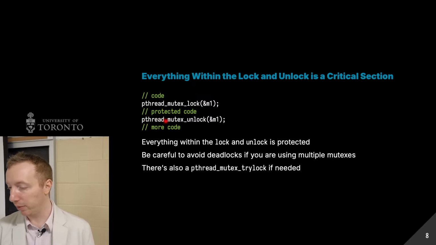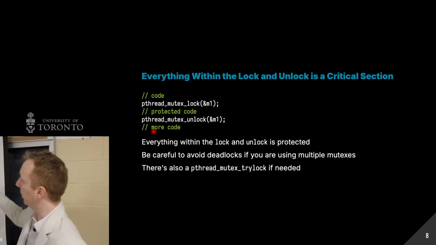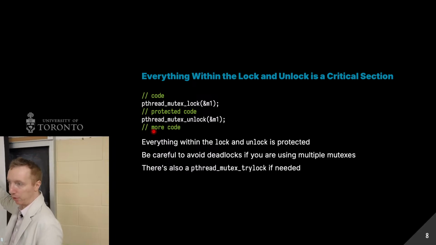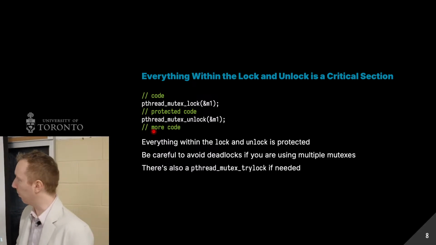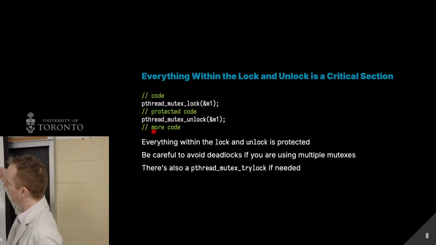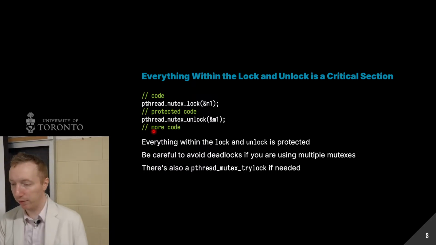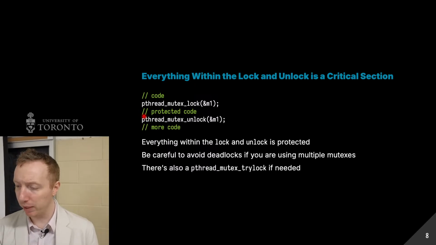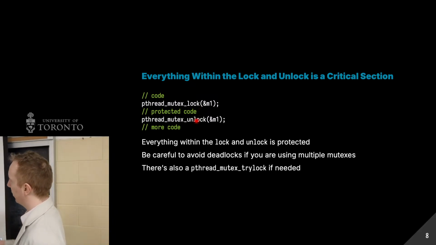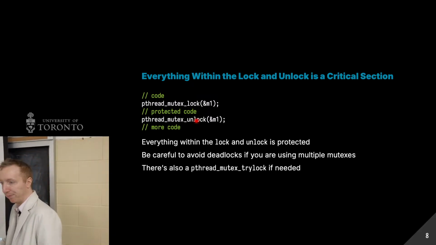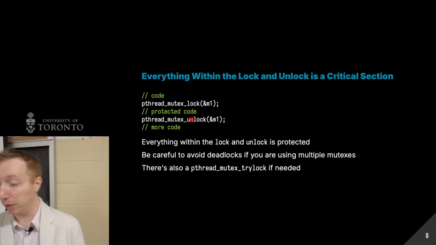After you unlock it, more code can happen, and that code could get preempted and switch to another thread. But everything we want to prevent data races for, any code we need to protect, should go between this lock and unlock call. We call that protected code. You might call it a critical section. It has lots of different names.